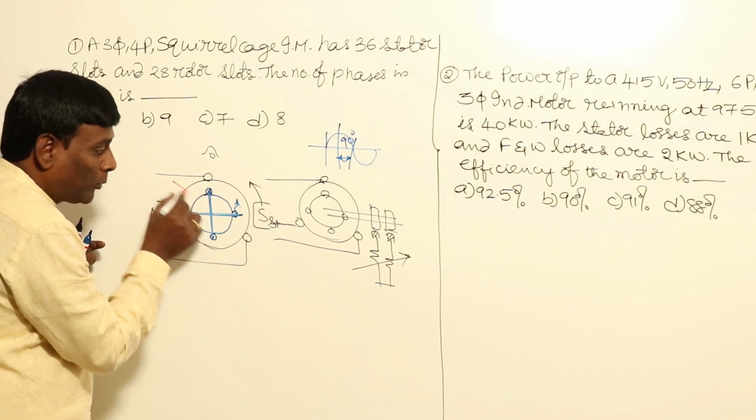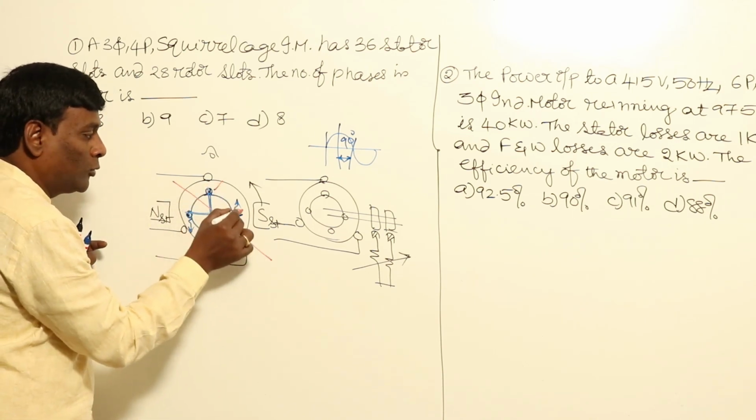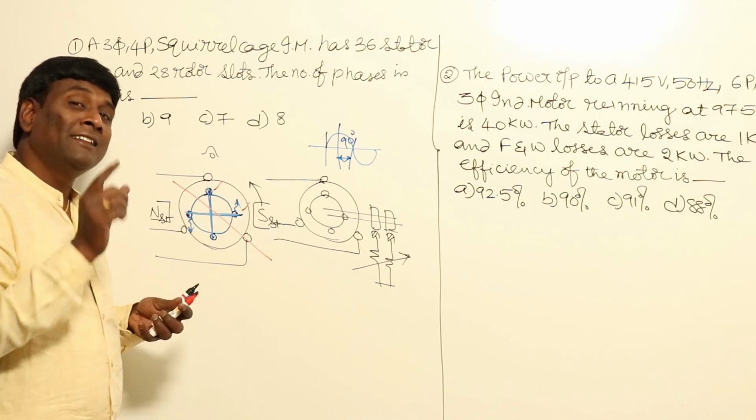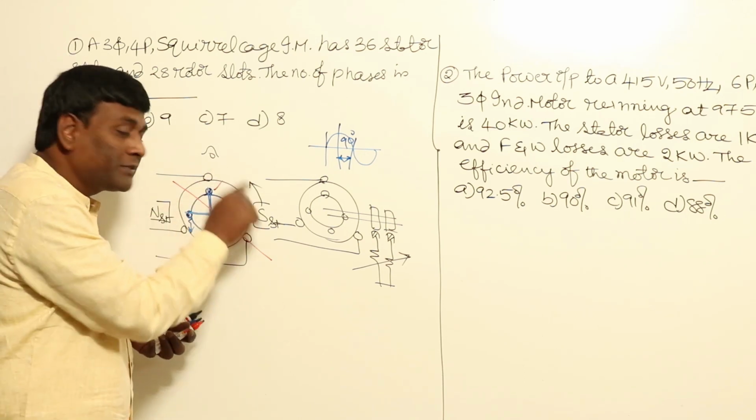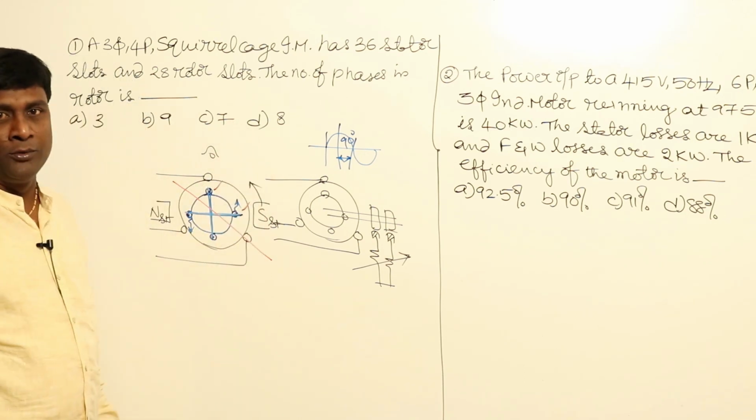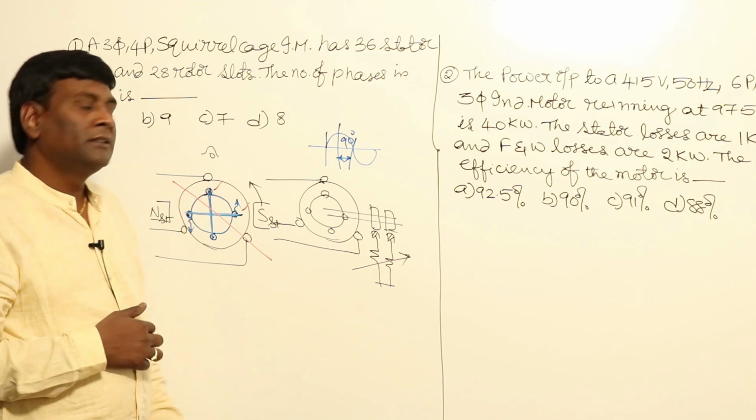So how many total number of slots are there in the rotor? 4. Per pole 2. How many number of phases are there in the rotor now? Number of slots per pole. We discussed about this in the theory also.